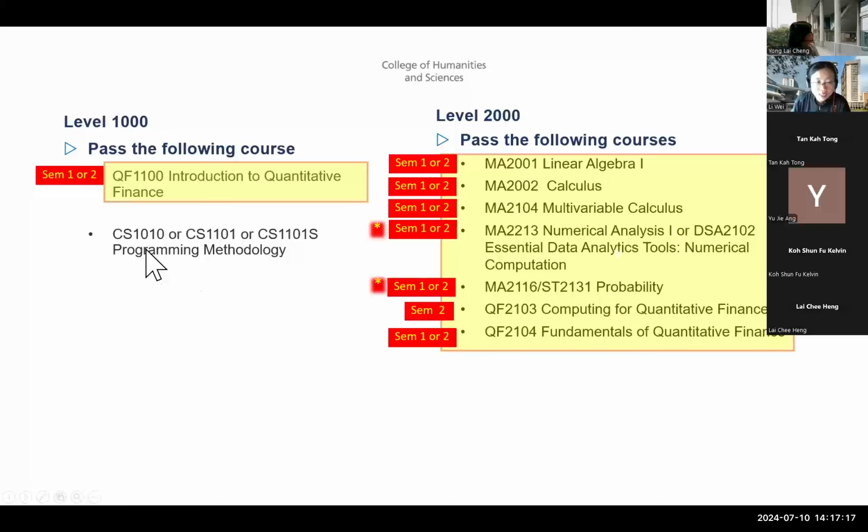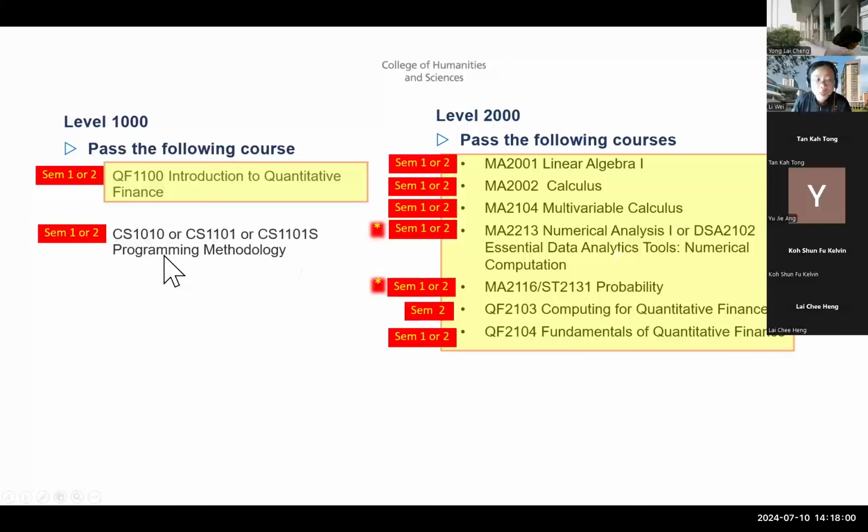That is because CS 1010 is the foundation for programming. It's a prerequisite for many courses in NUS. So this is a very popular module, and you are going to use it as a prerequisite for the course QF 3101, which is a core module of level 3000. So although it is not listed in the core modules of the QF major, you still need it, okay? This course is a very popular course offered by the School of Computing.